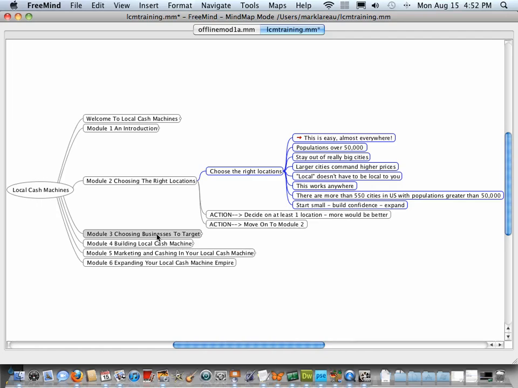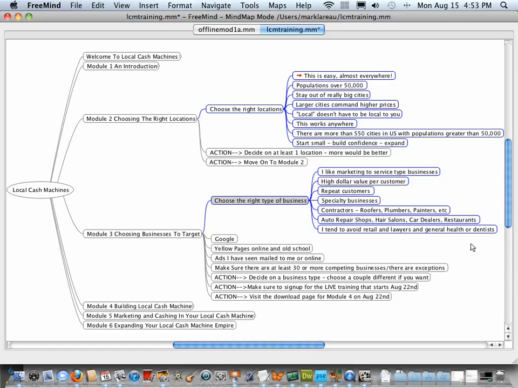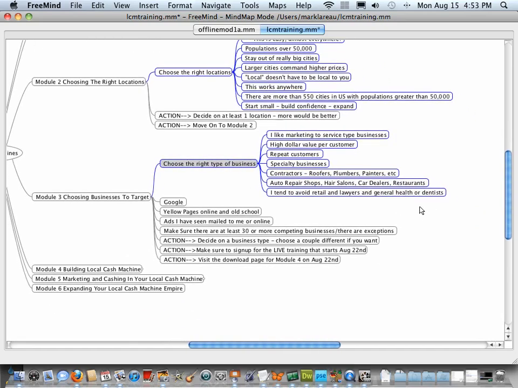And we're going to tie that together with choosing the right type of business. So let's just say that we have chosen Worcester, which is where I'm from here. What I would do now is I want to go ahead and choose the right type of business.